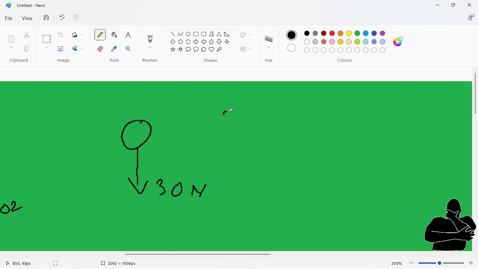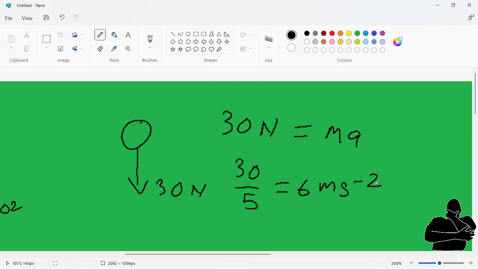And remember that this force is a combination of the weight and the upthrust. So basically, what we have is that 30 newtons is equivalent to mass times acceleration. The mass is 5 kilograms, so we get 30 divided by 5 is equivalent to 6 meters per second squared. And that solves the initial acceleration of the rock.